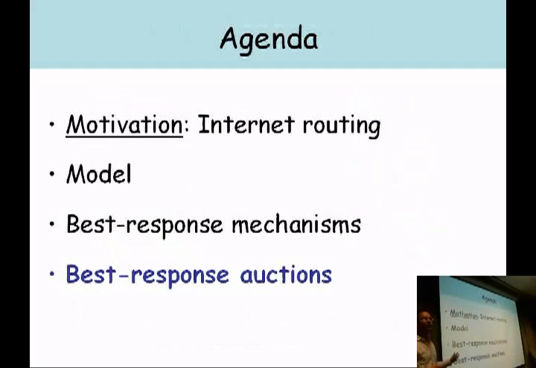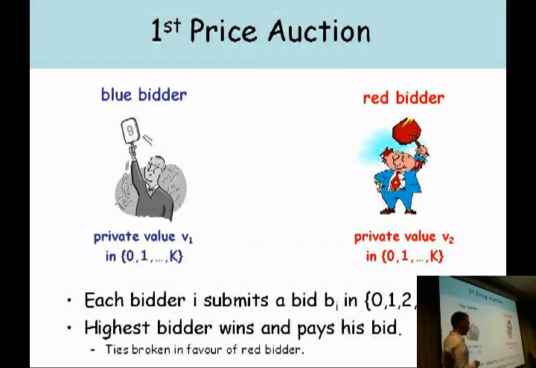Let's look at auction environments now and try to apply the same reasoning. Simplest example, first price auctions. You're probably all familiar with the setting. Let's look at a discretized version of this. We have bidders, in this case 2, the blue one and the red one. Each has a private value in some predetermined set of integers, and they submit bids in, let's say, the same predetermined set of integers. The highest bidder wins, and he pays whatever he bid. First price auction. Without loss of generality, let's assume that ties are broken in favor of the red bidder.